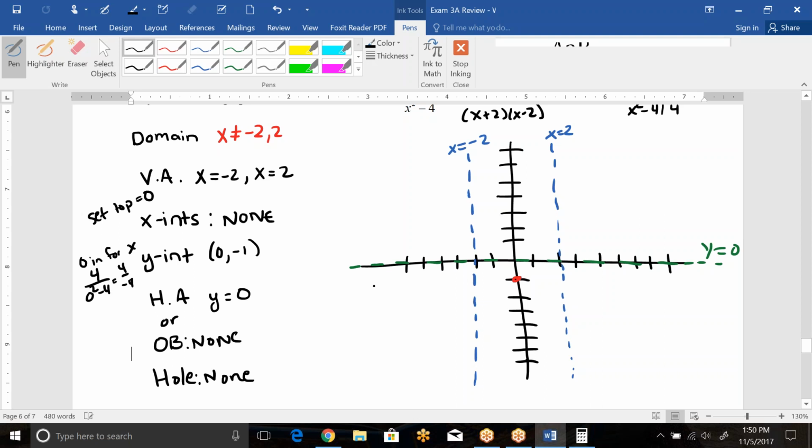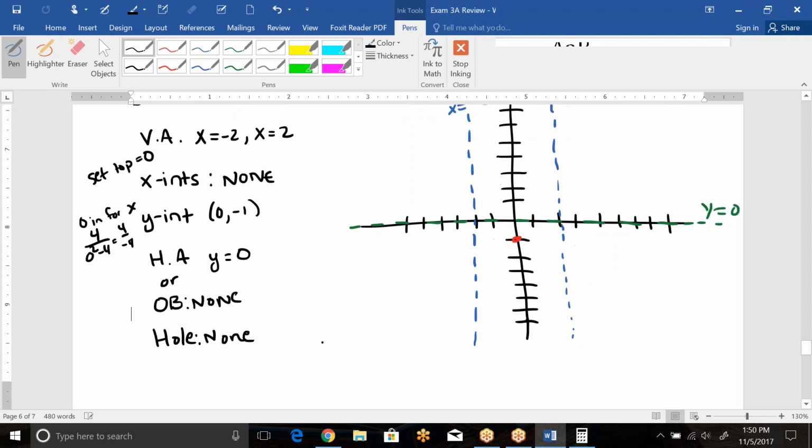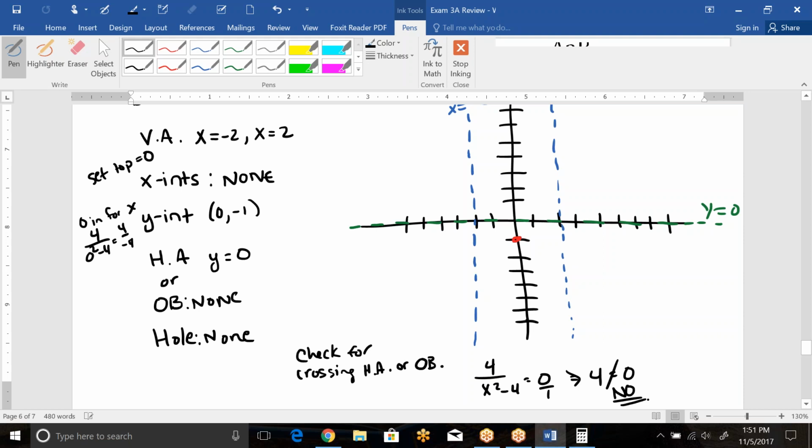So here's how you check if you cross your horizontal or oblique. You set your original function equal to the value of that asymptote. So 4 over x squared minus 4 equals 0. You cross multiply to solve. That's just going to be 4 equals 0. If you can't solve for x, then it doesn't give you anything. So if you think about that as being over 1, you can cross multiply. There's no x left, so that means no, we don't cross.